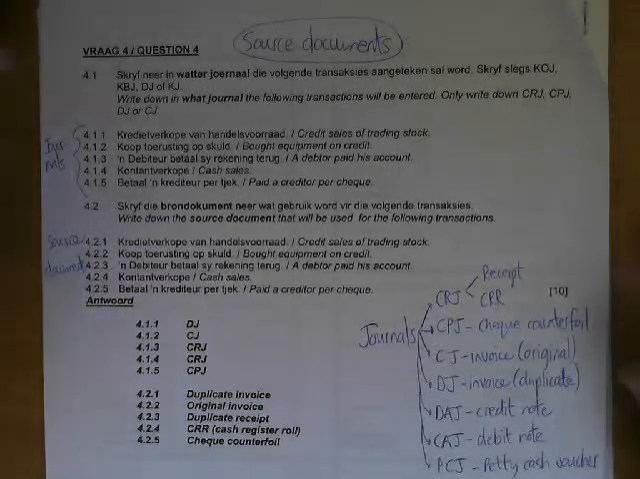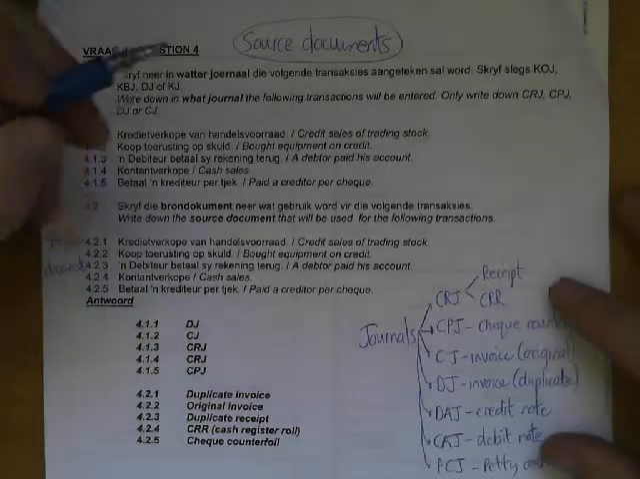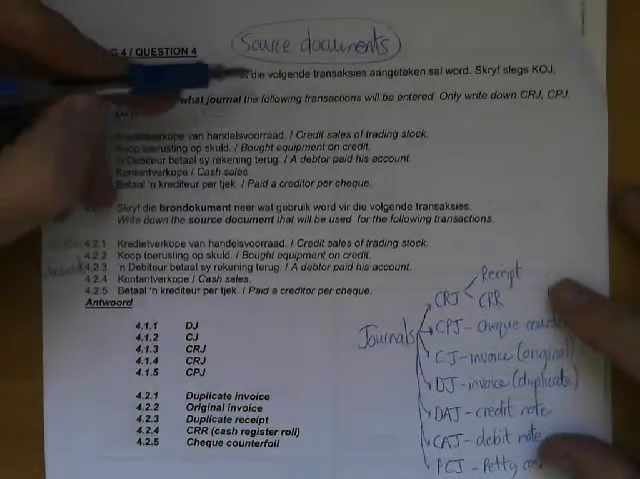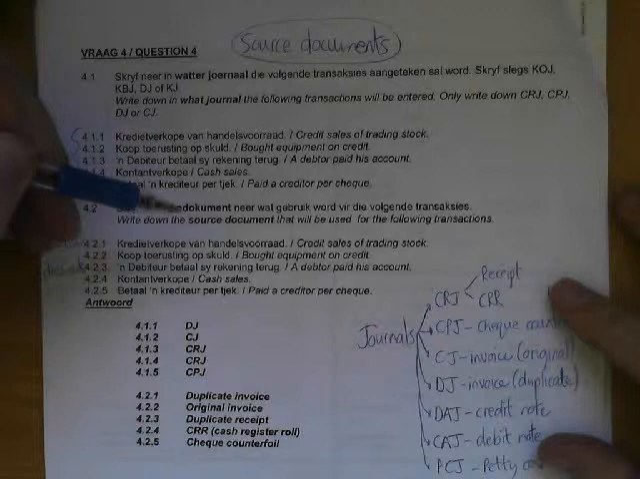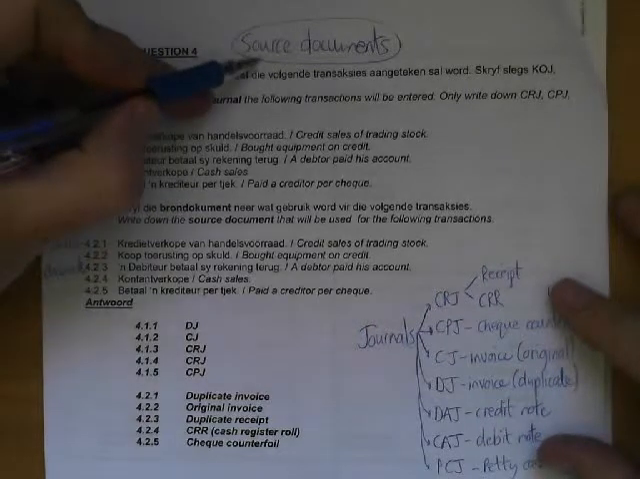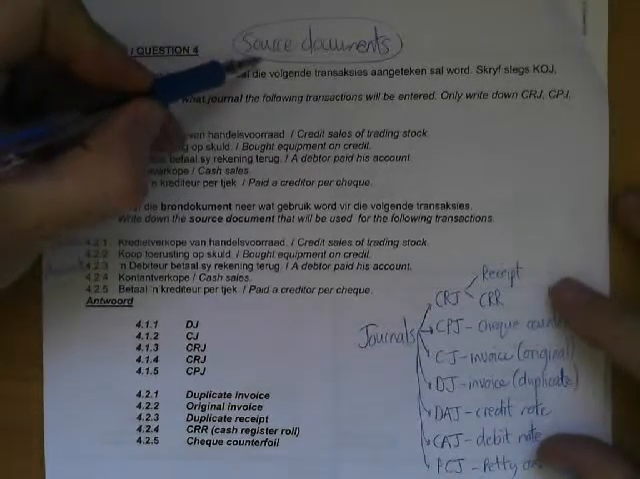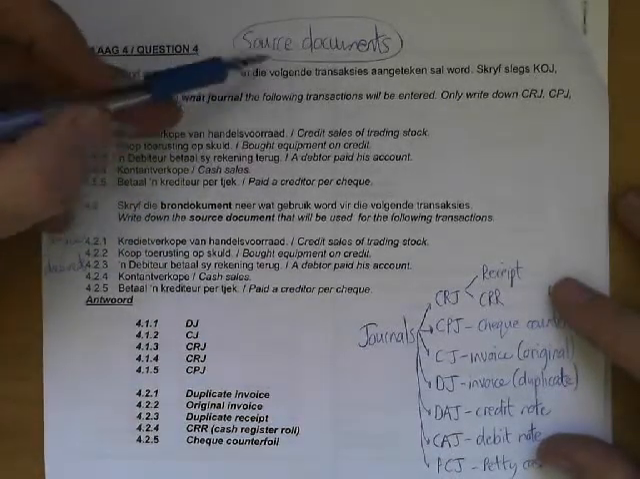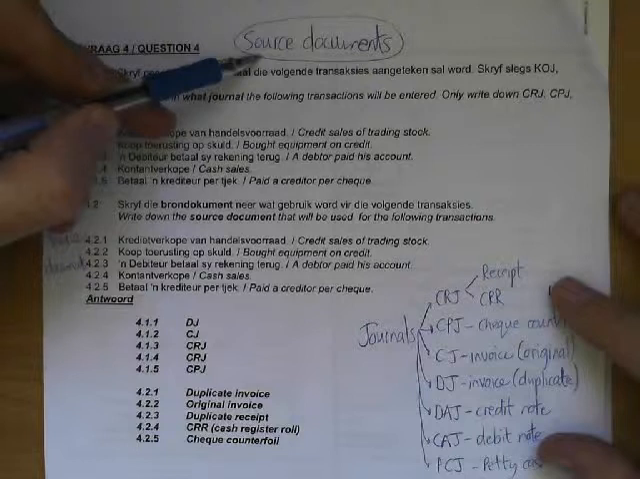I'm going to explain source documents. Now, a source document is a document that you use to write down a transaction from. Okay, so a source document is the slip that you will get after you buy something or after you sell something. Those slips are called source documents.